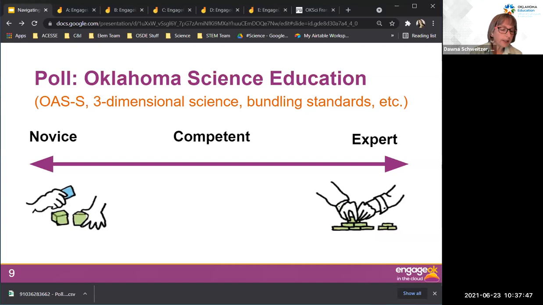Okay, on this next slide, what we would like to know is your level of experience with the new Oklahoma academic standards. They came into place and then we entered the pandemic, and so a lot of us were just trying to figure out how to do online and everything else, but they actually have been out for quite a while. So we'd like to know if you've had an opportunity to look at them, if you've had an opportunity to think about bundling and coherently sequencing them. So where on this scale would you rate yourself? As a novice, competent, or an expert? And again, this is thinking about the new standards.